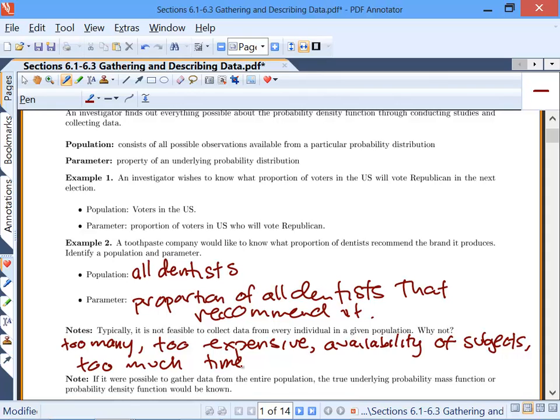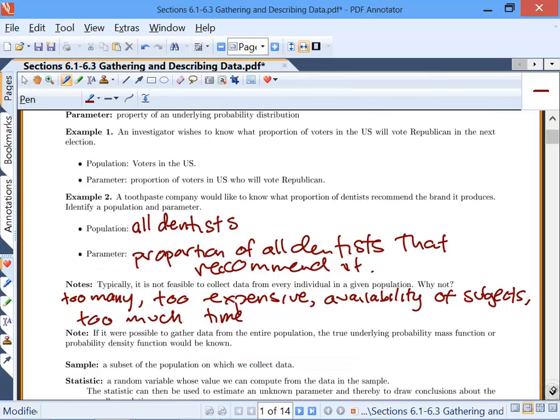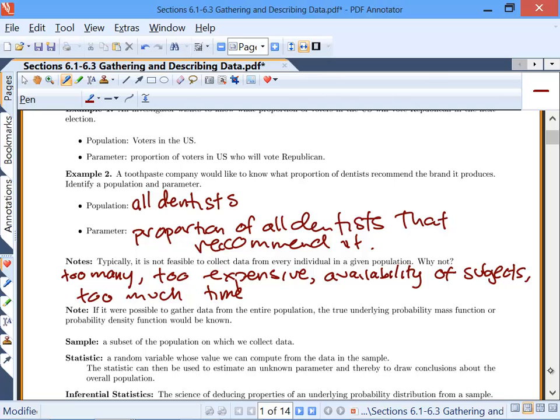However, if you could get data from the entire population, then you could figure out the true underlying probability mass function or probability density function. If we had all of the data, then we would know the actual true underlying function, and we would know the actual parameters.